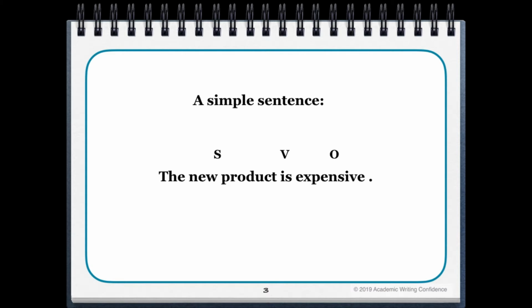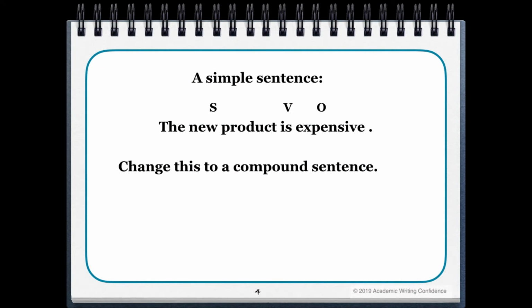There's also an O above the word expensive. O stands for the object. The object of this sentence is the word expensive. Now, most simple sentences in English have this pattern, S, V, O. Not all simple sentences need to be short. You can have a longer simple sentence. But we will use this simple sentence to help us learn how to write more difficult sentence patterns.